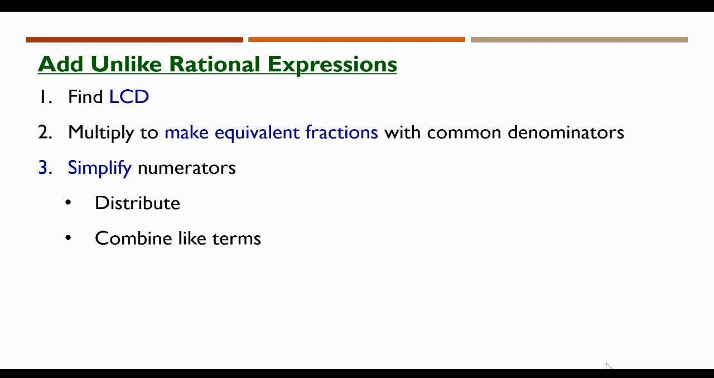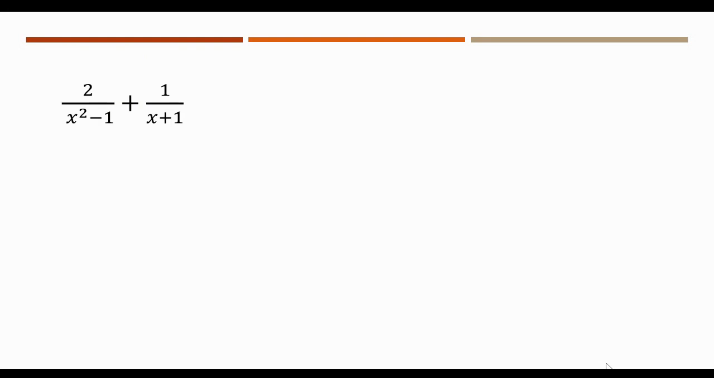This is the step everybody skips. Simplify the numerators. Do your distribution, combine your like terms. Then look to see if there's any factoring in the numerator you can do and if they will reduce with the denominator. So here we go.